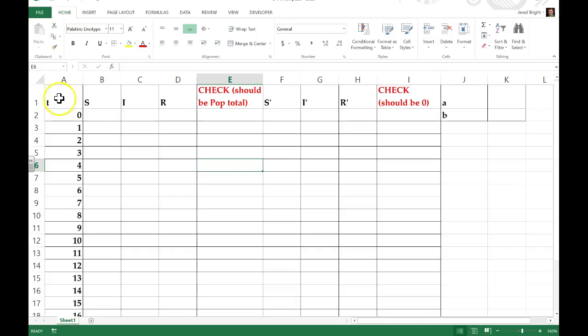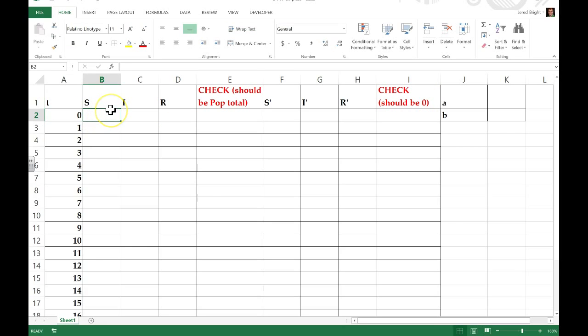But essentially you could make a spreadsheet where you have time, so T is time in days. S, I, and R would be the population values in each of the compartments, and then the rates of change. I also added 2 check columns. I'll tell you when we get there what you should get in those, and I also made a spot for the transmission coefficient and recovery coefficient.